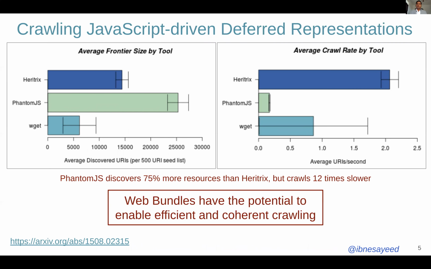So currently we have a problem in crawling JavaScript-driven web pages. They heavily use JavaScript. They inject resources from JavaScript, and those resources are not easy to find. An experiment was done several years ago where PhantomJS discovered 75% more resources than Heritrix, but crawled 12 times slower. So bundles have the potential to enable efficient and coherent crawling because they package multiple resources at once and we don't have to worry about discovering them.